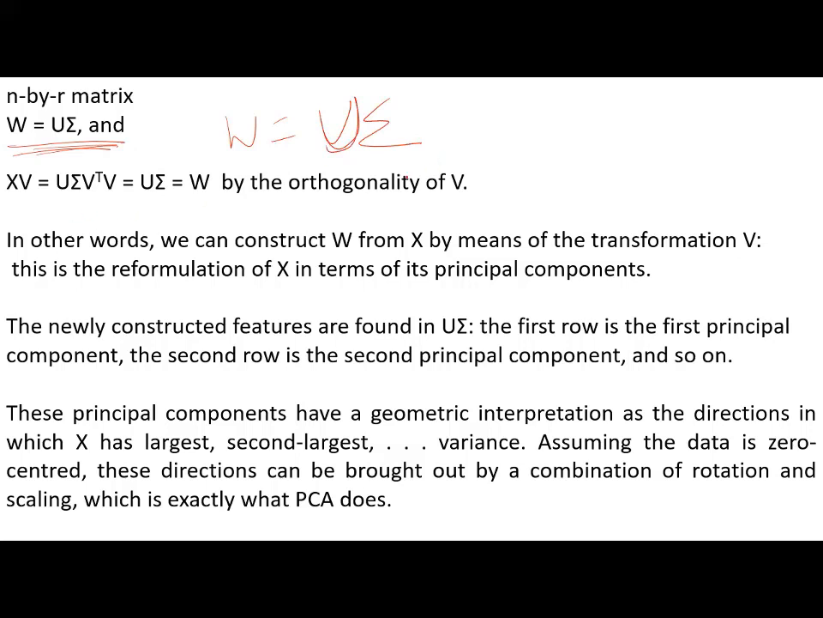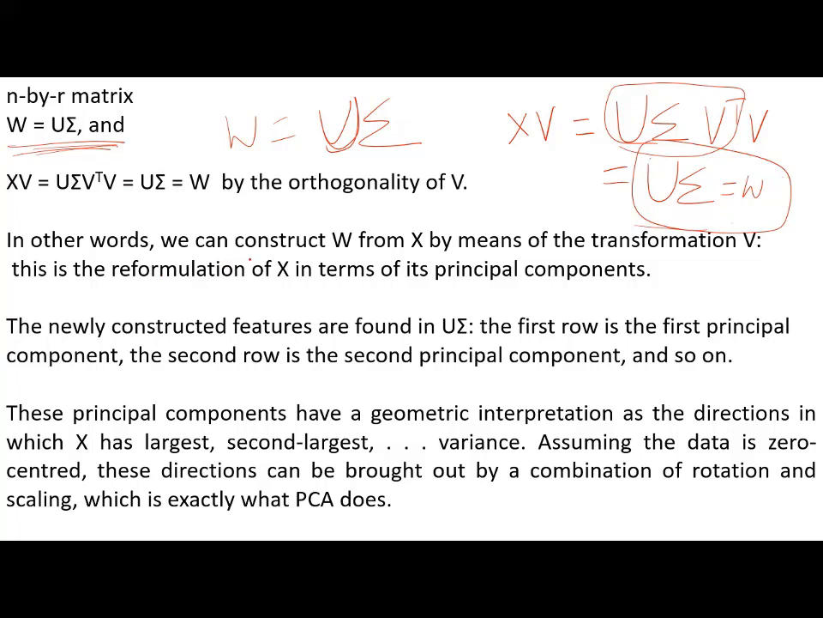So W can be written as XV. XV is equal to U sigma V power T into V, because that is our X. That is equal to U sigma, which is taken as W by orthogonality of V. In other words, we can construct W from X by means of transformations of V.